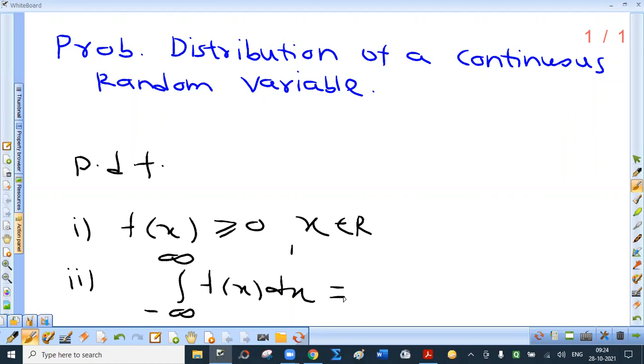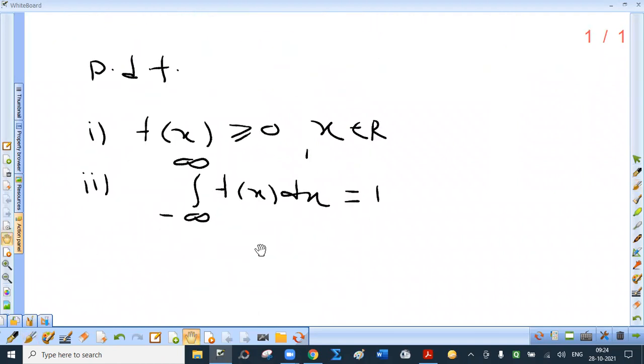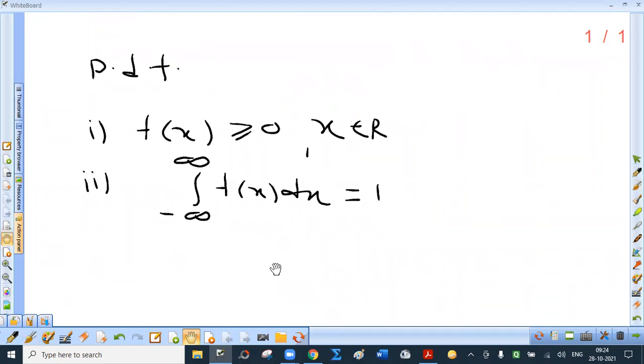See, this is all about using common sense. In case of discrete, number was limited. So we used to say sigma pi equal to 1. But this is continuous random variable. Of course, over certain interval. But still we say that integral minus infinity to infinity f of x dx has to be 1. And obviously, first condition is f of x should be greater than or equal to 0 for all real values of x. Okay, see, this is not at all difficult.